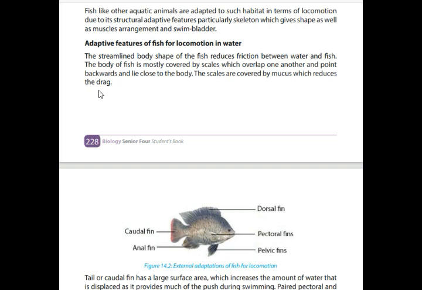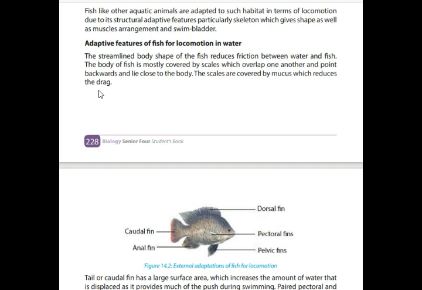Here we are observing also the figure which shows how the fish is. The fish is this one. We have the pectoral fins, dorsal fins, and pelvic fins. We have anal fin and the caudal fin.